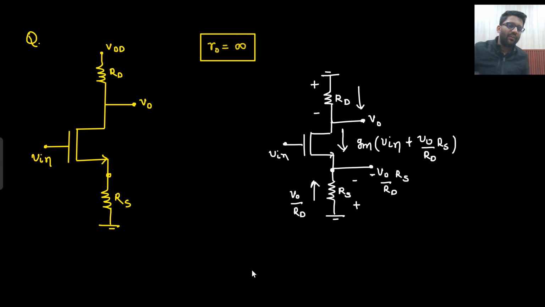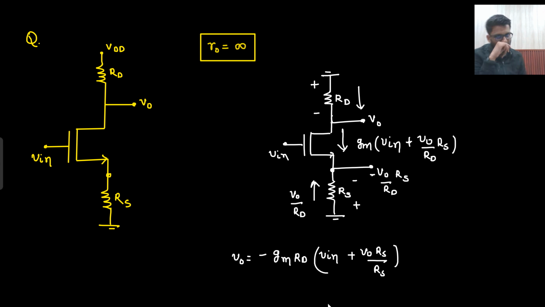So how can I write down my V naught? V naught will be determined by the current that is flowing, with a minus sign. Why a minus sign? Because the voltage drop will be negative here, since this current I have written from up to down. So the negative sign is coming: V naught equals minus Gm into Rd into V in plus V naught into Rs divided by Rd. Are you getting this point?